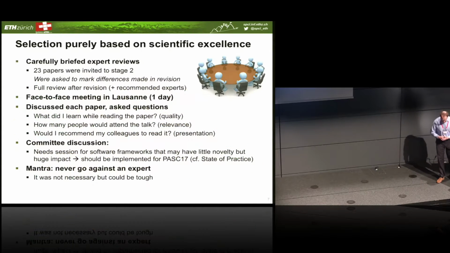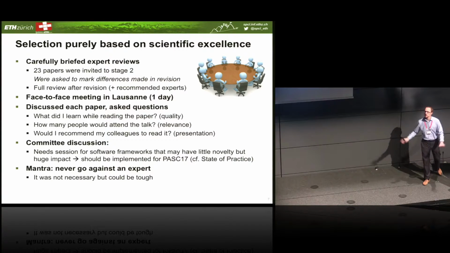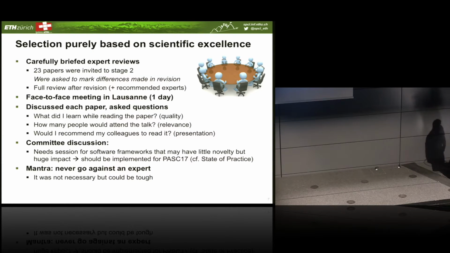So this selection is very important. It's really purely based on scientific excellence. We did not look at trying to balance across the areas or something like this. We took the best papers, period. No question. Some areas vanished in this process. This is what we have to admit. But this just happens if you focus on scientific quality.